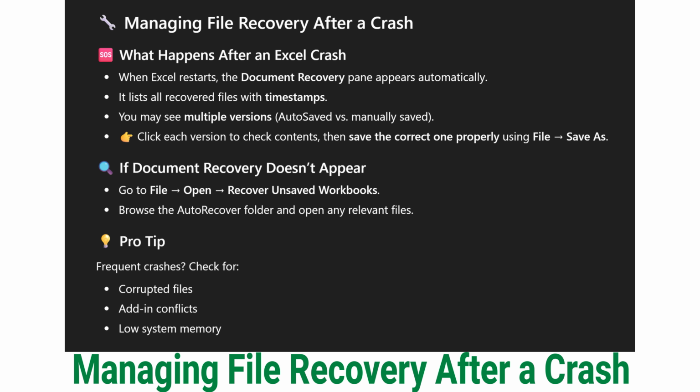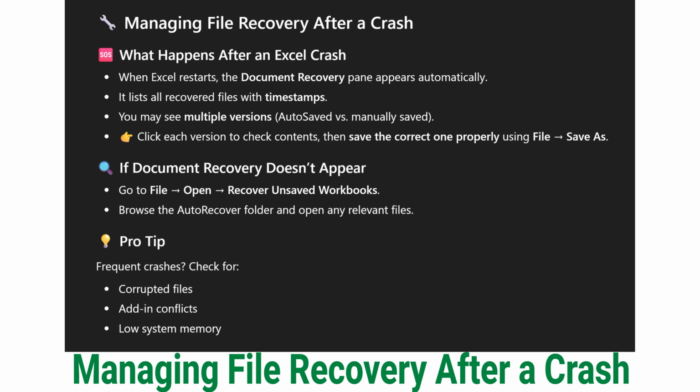Managing file recovery after a crash. Even with all these protective features, sometimes Excel crashes unexpectedly. Let's talk about what happens next and how to handle it. When you restart Excel after a crash, the document recovery pane should appear automatically on the left side of the window. This pane shows you all the files Excel was able to recover. Each file will have a timestamp showing when it was last saved. You might see multiple versions of the same file, for example, one that was auto-saved 2 minutes before the crash and one that was manually saved 10 minutes before the crash.